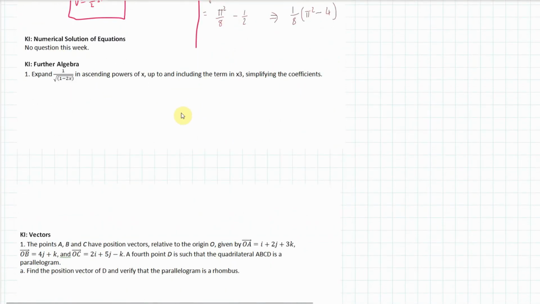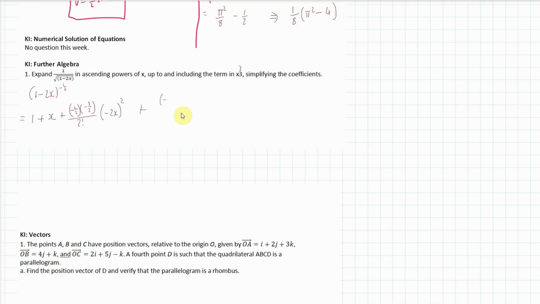We're going to expand in ascending powers of x up to x cubed. Whoops, that should be x cubed. So I would rewrite this first as 1 minus 2x all to the power of -1/2. Okay, that's my first step. And then we can say that's equal to 1 plus, and then it would be minus half times -2x, so it's just x, plus minus 1/2 times minus 3/2 over 2 factorial into minus 2x to the power of 2.